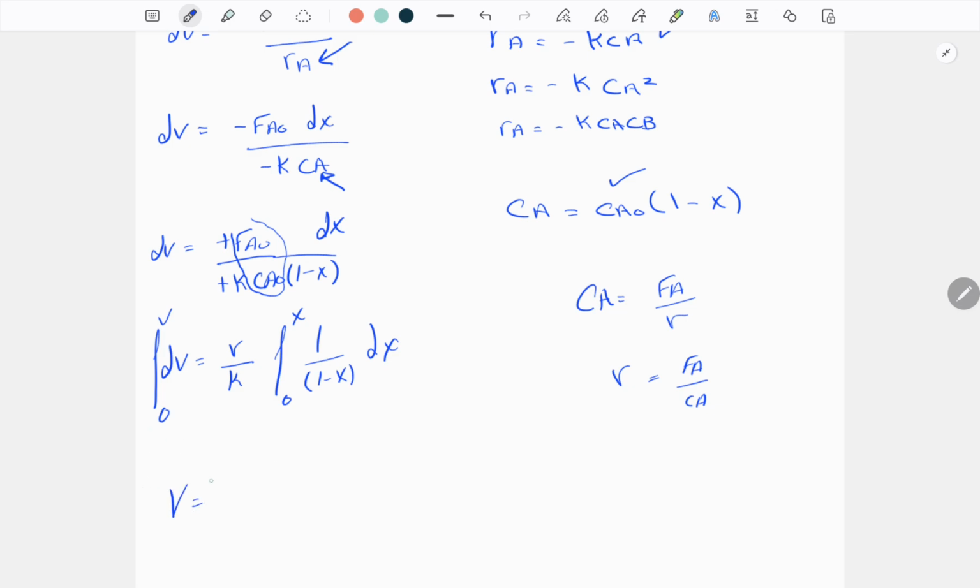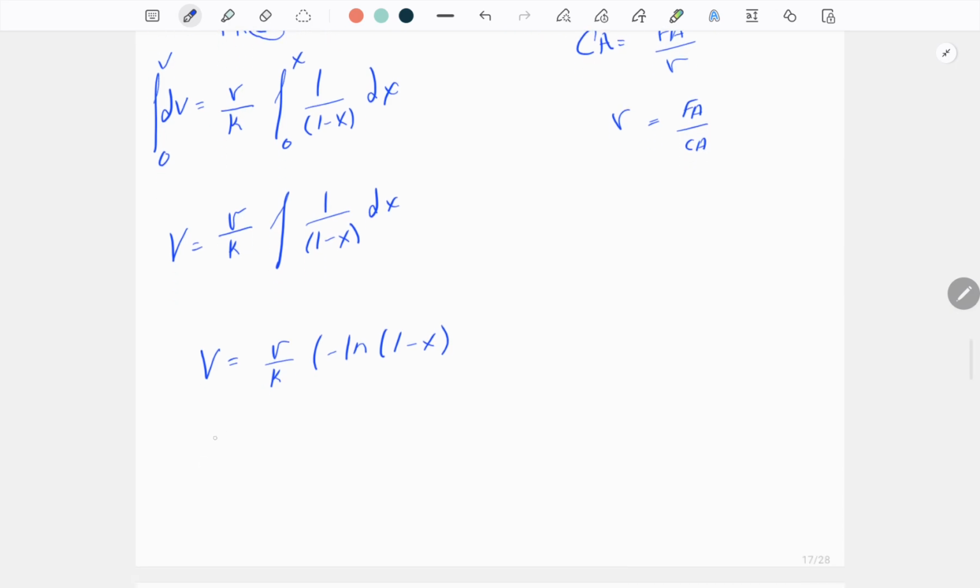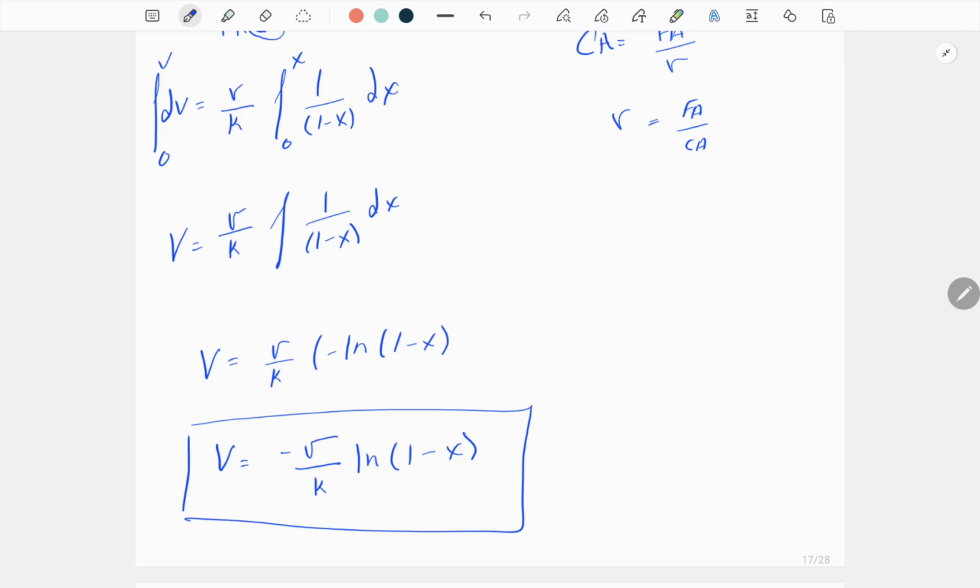Therefore, the volume equals the volumetric flow rate over k times the integral of 1 over 1 minus X dX, which equals volumetric flow rate over k times negative ln(1 minus X). So V equals negative volumetric flow rate over k, ln(1 minus X). And that's the volume of the plug flow reactor that we'll be working with.